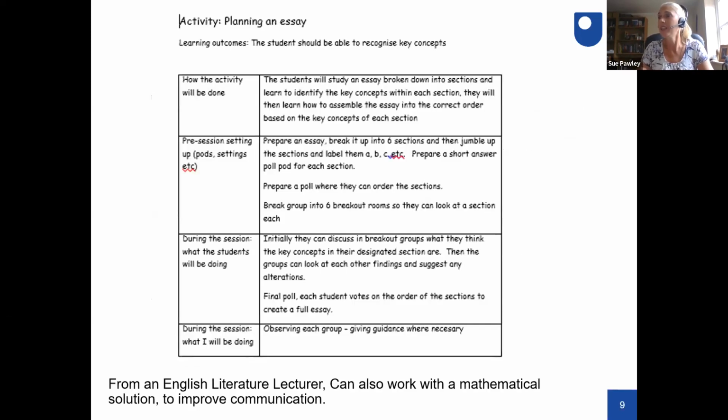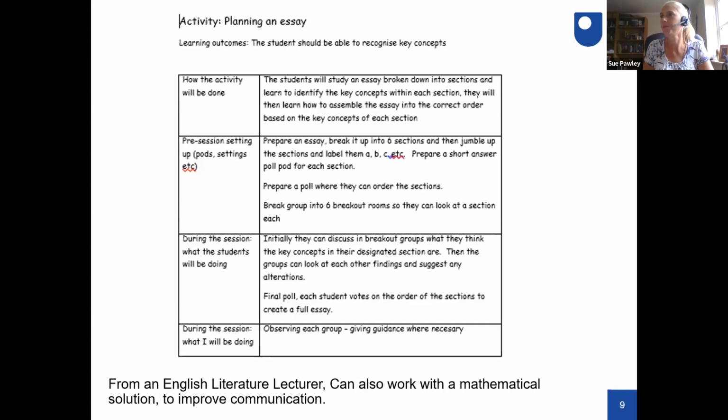What else have we got? Yeah, English literature looked at getting students learning how to write an essay, how essays are broken down into different sections. Again, we can do this a lot with mathematical solutions. And it's a really good way of getting students to interact together in smaller groups. You can put them into breakout rooms. They can do lots of different things.